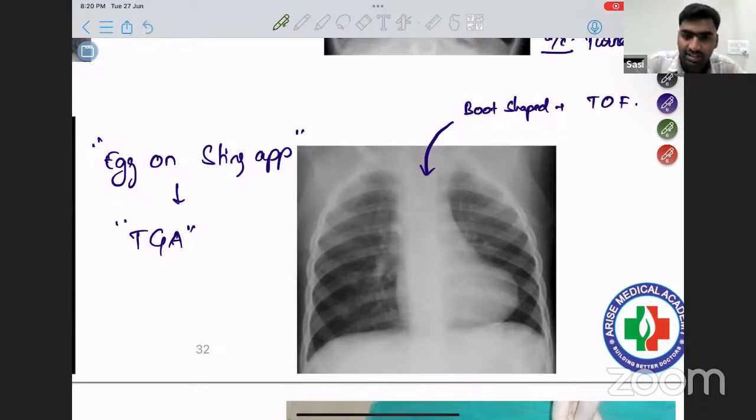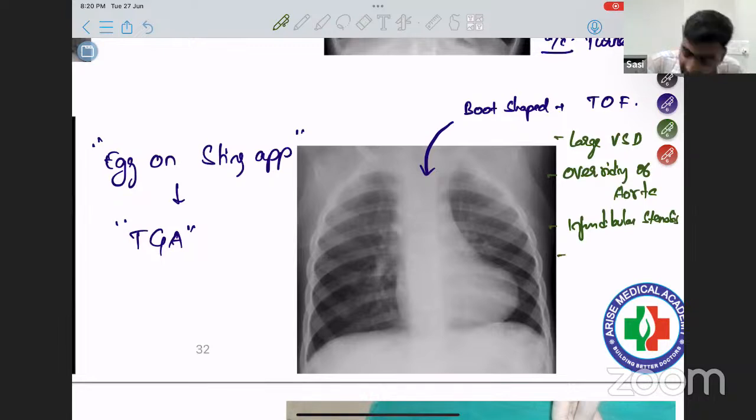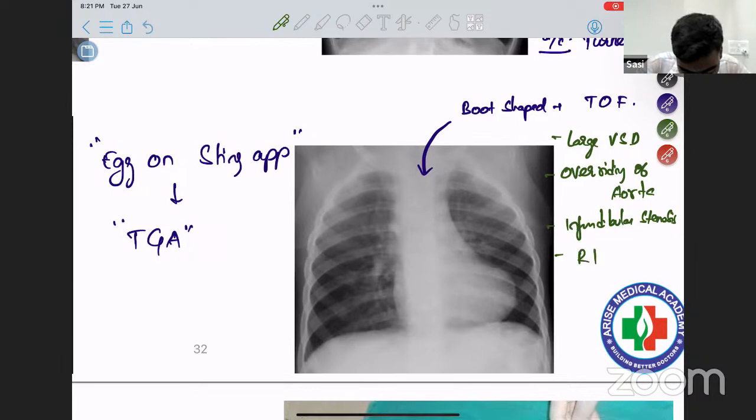Yeah, fine. We'll see the first one: this large VSD along with overriding of aorta along with infundibular stenosis. Yeah, you are getting it correct. Infundibular stenosis. The next one is what? That is the right ventricular hypertrophy. Remember, it is not the left ventricular, it is the right ventricular hypertrophy.